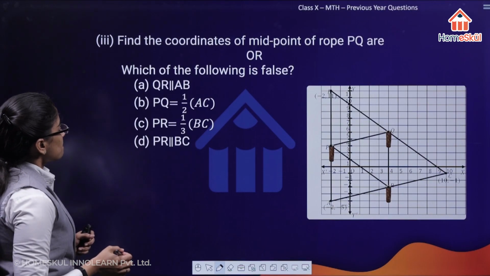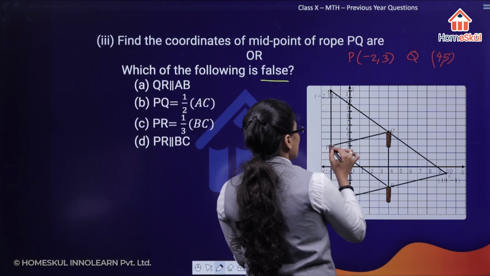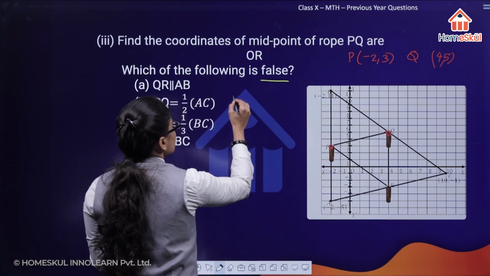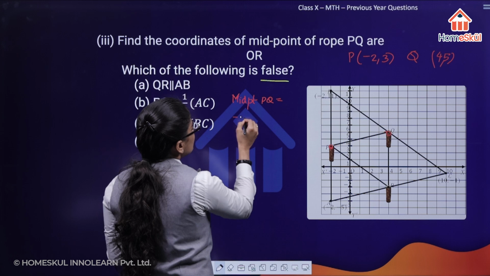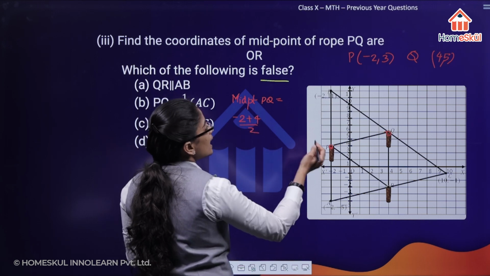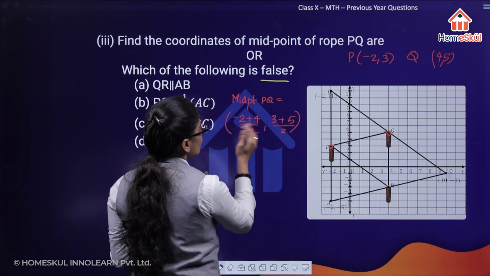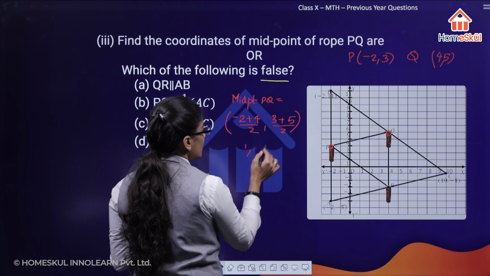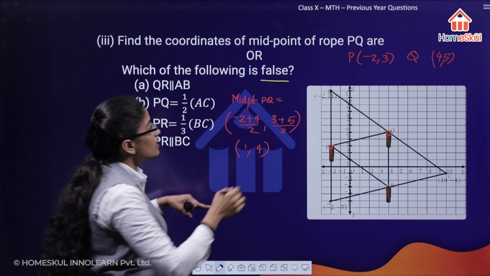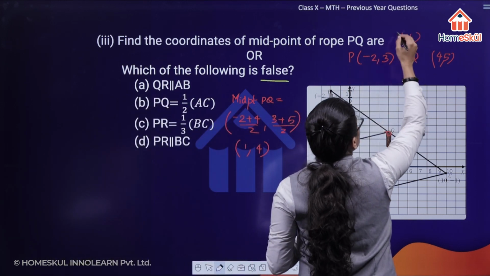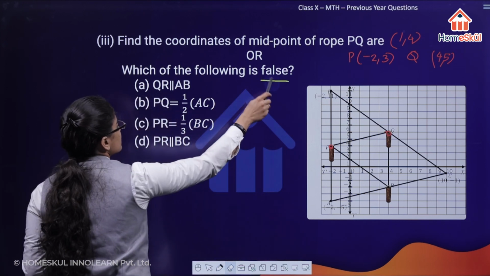Now, the midpoint of the rope connecting PQ. That means the midpoint of PQ is (-2 + 4)/2 and the y coordinate is (3 + 5)/2. For -2 + 4 it is 2, 2 by 2 is 1, and 3 + 5 is 8, 8 by 2 is 4. The coordinates of the midpoint of PQ are (1, 4). Okay, clear?